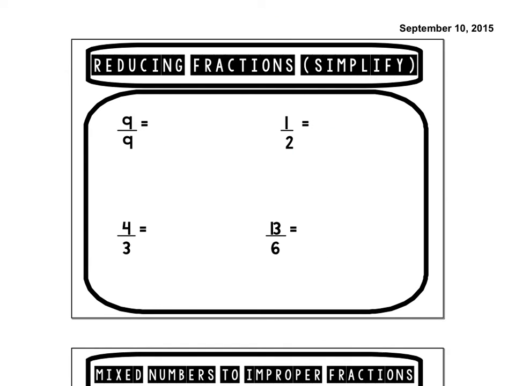The next one, we're going to reduce 9 over 9. Whenever the top of the fraction is the same as the bottom, your answer is 1. 9 goes into 9 one time. On the next one, 1/2 does not share anything in common, and it cannot be reduced because 2 does not fit into 1, so you just leave it as 1/2. The third one, they don't share anything in common, but I do notice that the top is bigger than the bottom. So 3 goes into 4 once with 1 left over. The next one doesn't share anything in common, but 6 does go into 13 two times with 1 left over.